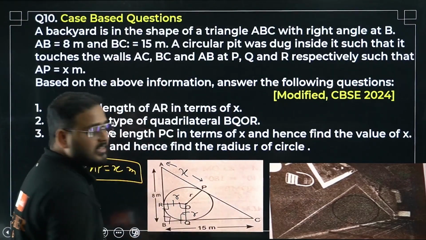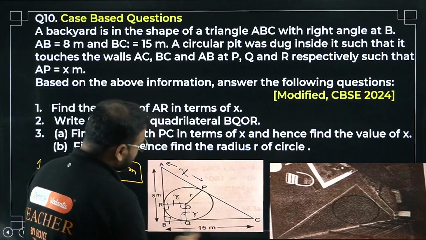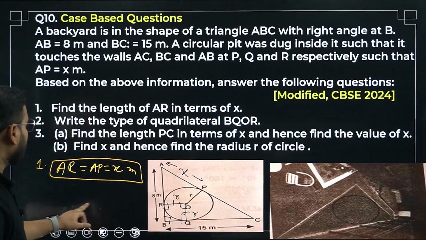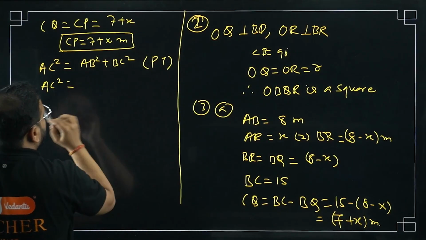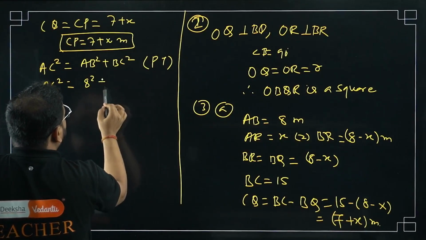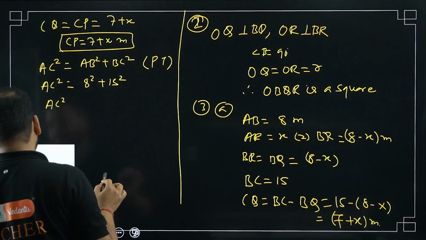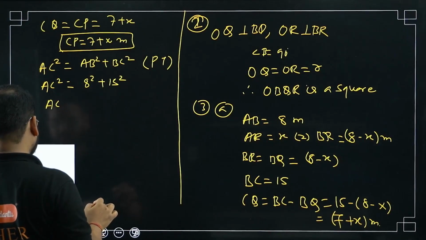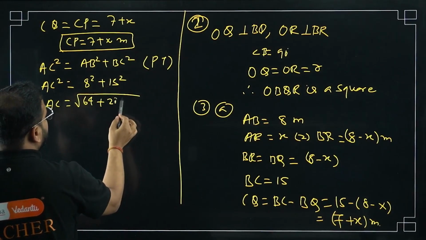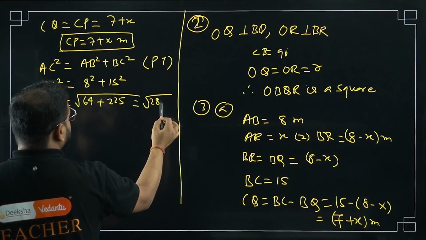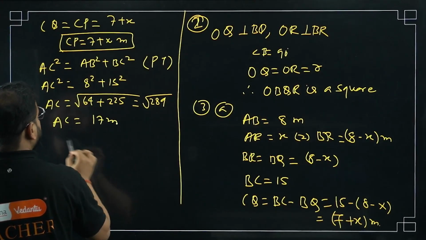AC square is the hypotenuse, right? So hypotenuse square equals the adjacent and the opposite squares. So AC square equals AB square plus BC square. All of you agree? Hence AC square equals 8 square plus 15 square. I can write it as AC equals root of 64 plus 225. How much is that? 289, I think. Please check. So I'll have AC as simply 17 meters.